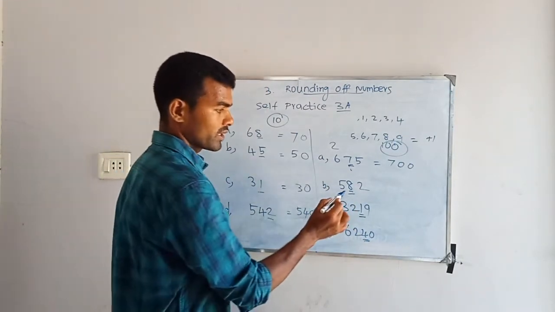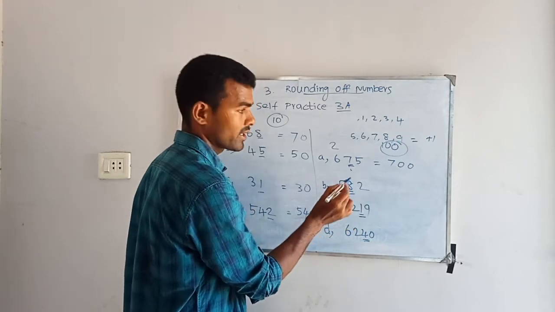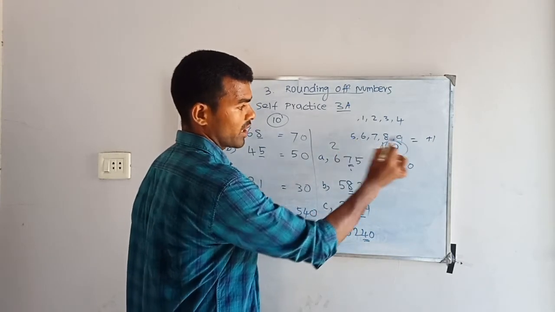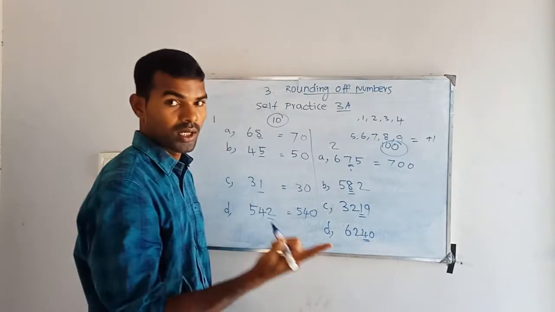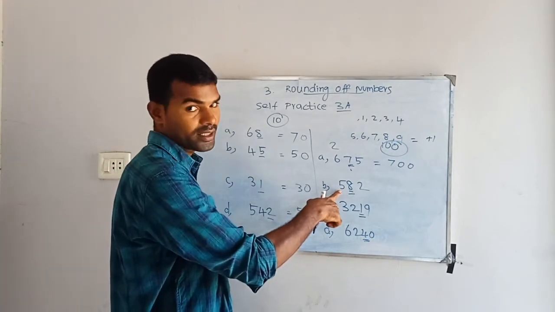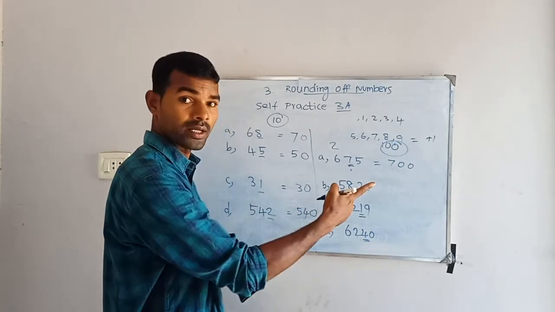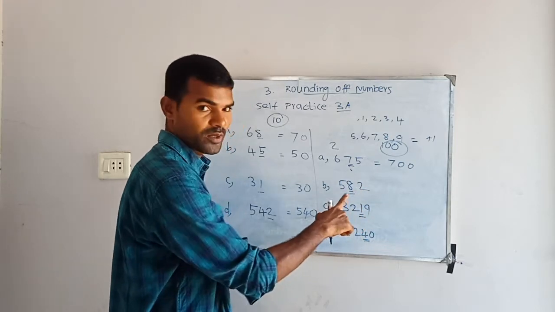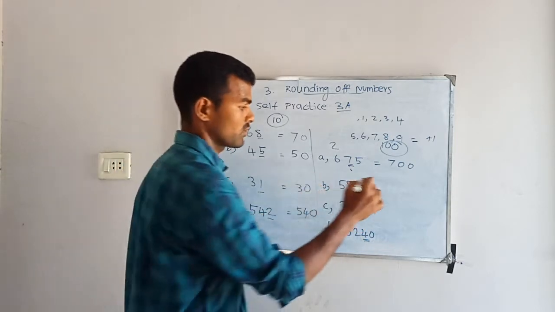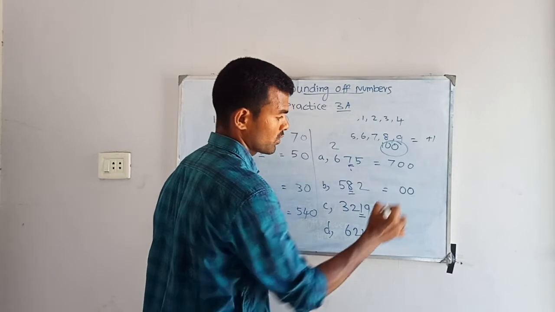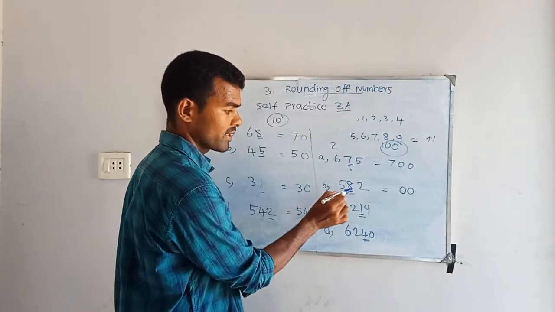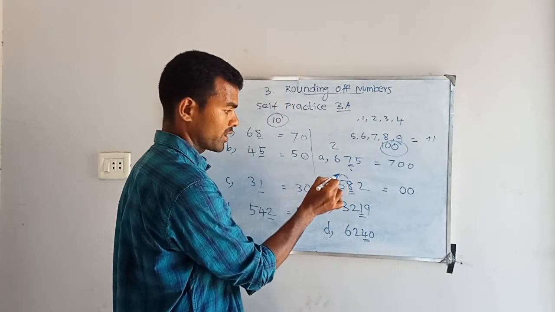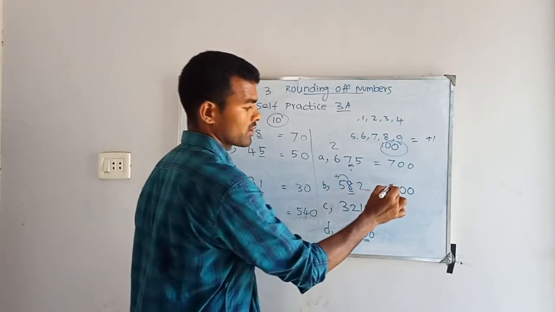582. The given digit here is 8. If the given digit is 5 and above, you have to add plus 1 in the hundreds place. So 5 plus 1 is 6, and in the ones place and tens place you write 0, 0. So 600.